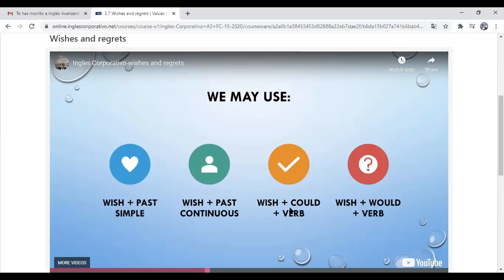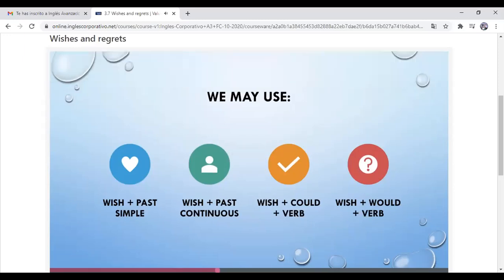How do you say, me gustaría poder estar en México? I wish I could be in Mexico. And the last one says, I wish I would plus verb. How do you say, me gustaría ayudarte? I wish I would help you. Okay, good. Any questions about this slide? No? All right. Wish plus past continuous, wish plus could plus a verb, or wish plus would plus verb.